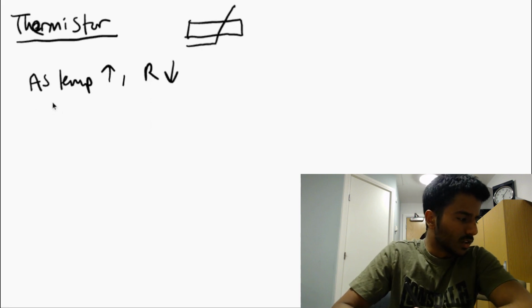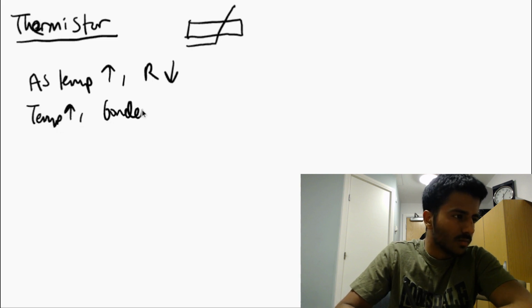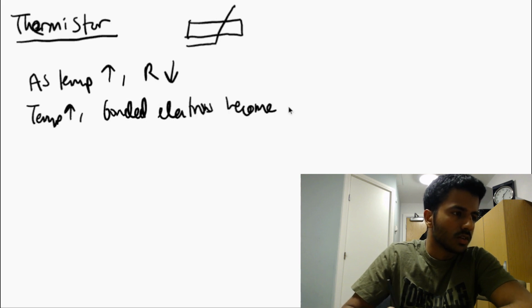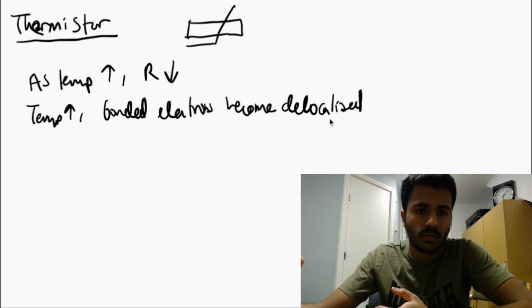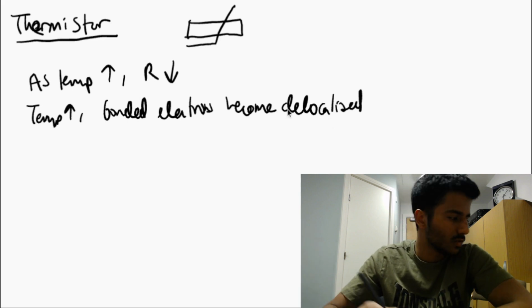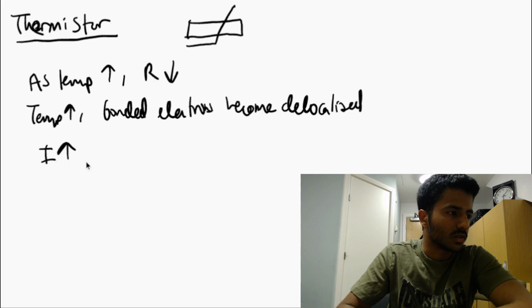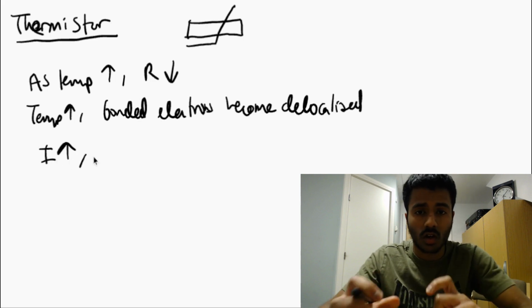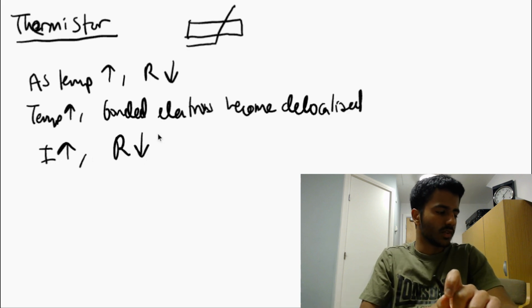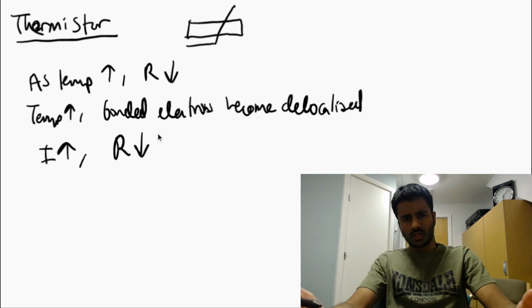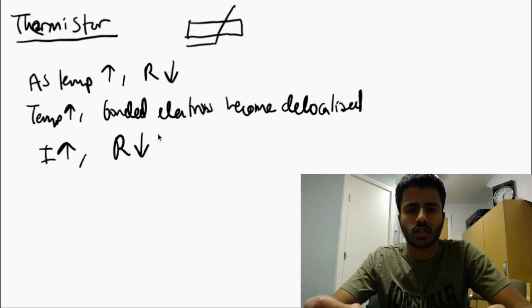This is because in a thermistor, as temperature increases, bonded electrons become delocalized. And if you increase the number of electrons flowing through, you increase the charge and therefore you increase the current. So the current increases, and you know V equals IR. Current and resistance are inversely proportional, so therefore the resistance decreases. Now, you probably don't need to know this explanation in your exam, and they probably won't ask you for it, but it's good to know.